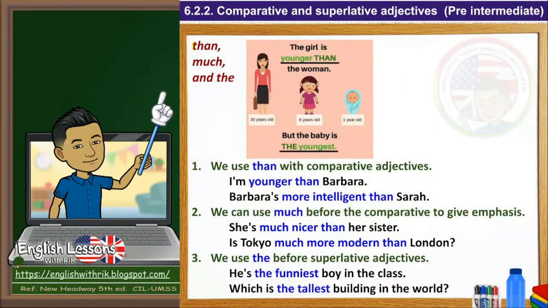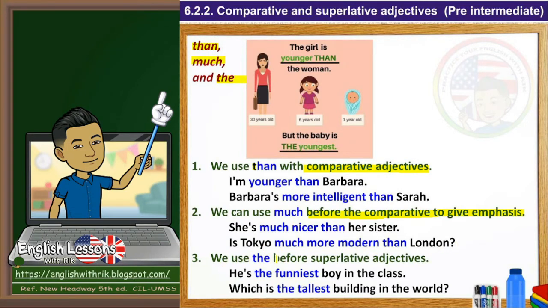Than, much, and the. We use than with comparative adjectives. I'm younger than Barbara. Barbara's more intelligent than Sarah. We can use much before the comparative to give emphasis. She's much nicer than her sister. Is Tokyo much more modern than London?